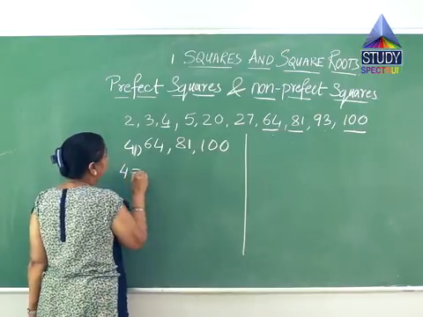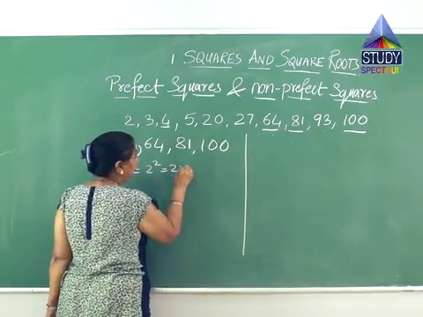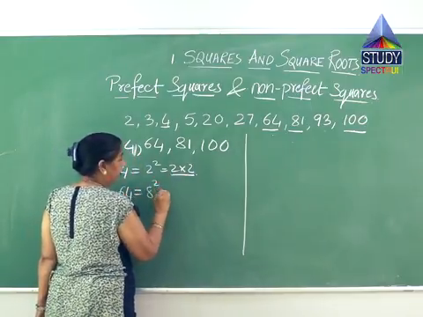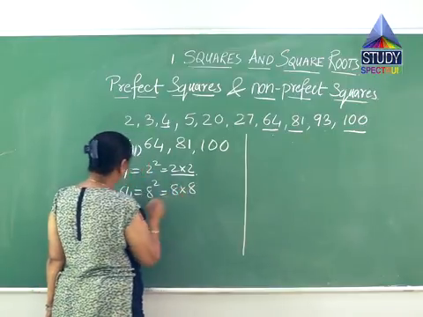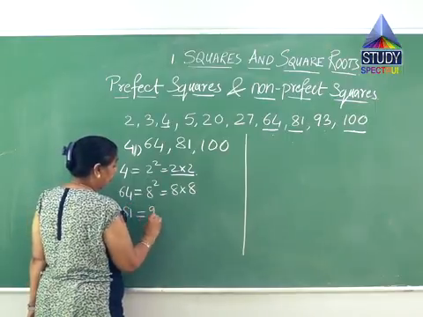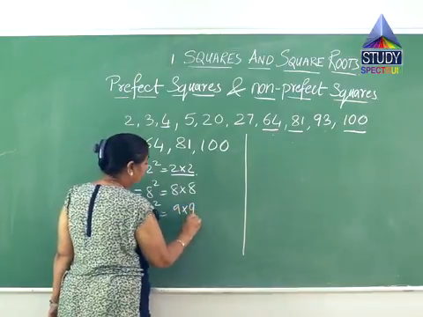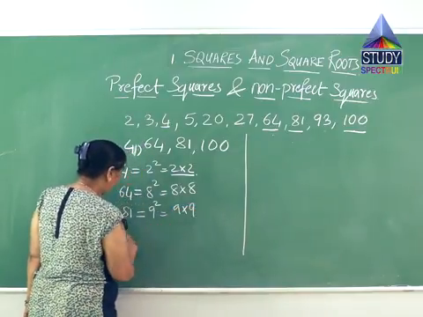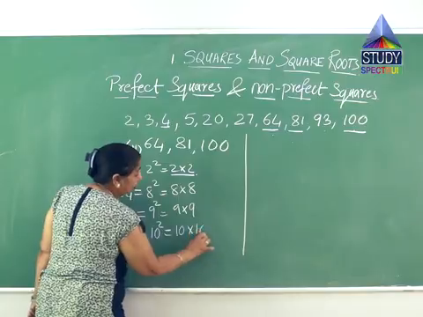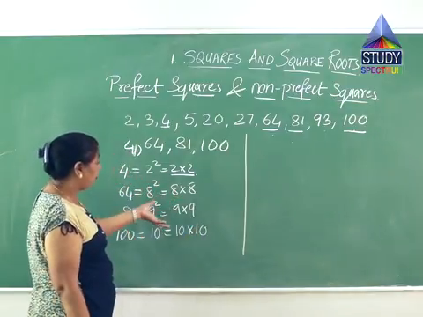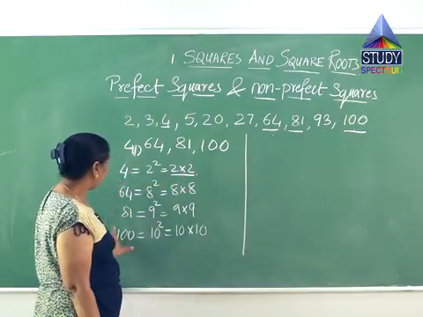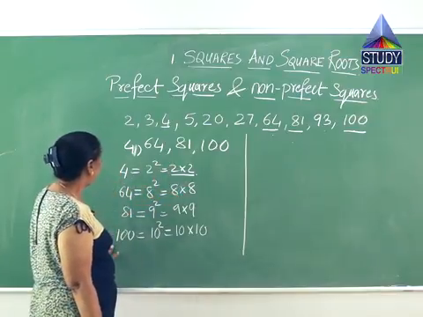Now, as you know, 4 is the square of 2. That is 2 into 2. So this is a perfect square. Again, 64 is the square of 8. That is 8 into 8, which gives me 64. Then 81 is again a 9 square. That is 9 into 9, gives me 81. Then 100 is also a perfect square, as 10 into 10 gives me 100. So the numbers which give me the exact same number when multiplied by itself, these numbers are known as perfect squares.